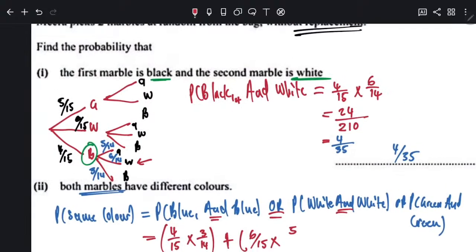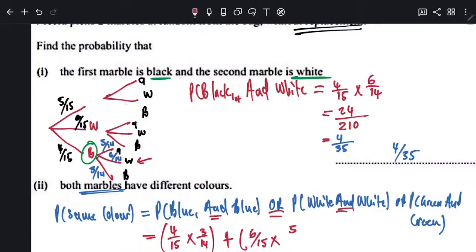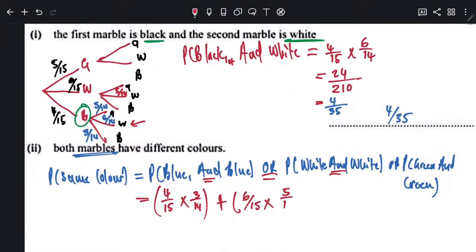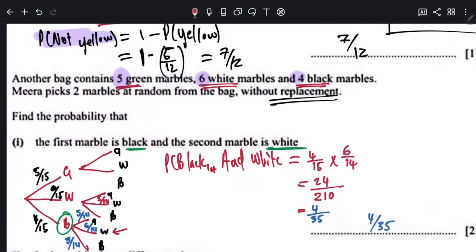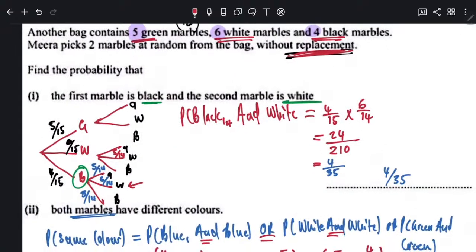So we can continue here. Since this is 6 over 15, the next time you want to put white here, there are 5 left, and the total is now 14. So it will be times 5 over 14. Or it will be green on the first, which is 5 over 15, and you multiply, green on the second. Since you've already taken green on the first, the second will have 4 over, the total will also now be 14. Why? Because we are picking without replacement. It's without replacement. So I want to see the total going down.